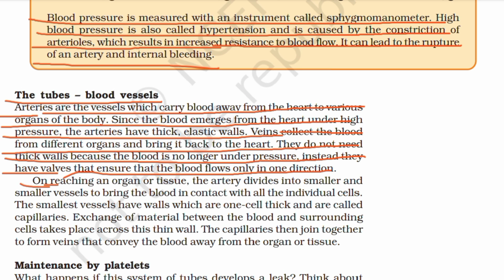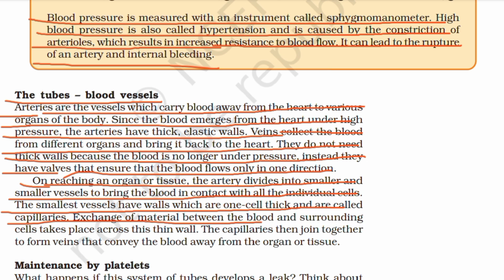On reaching an organ or tissue, the artery divides into smaller and smaller vessels to bring the blood in contact with all the individual cells. The smallest vessels have walls which are one-celled thick and are called capillaries. Exchange of material between the blood and the surrounding cells takes place across this thin wall. The capillaries then join together to form veins that convey the blood away from the organ or tissues.